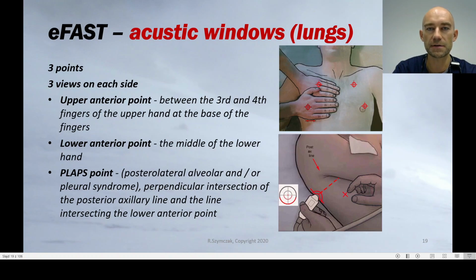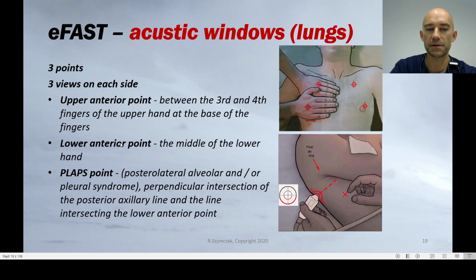So put the ultrasound on the lungs in the places where you usually would put your stethoscope. And actually the examination is quite similar, because we are searching for some kind of symmetry between both sides of the lungs. So we've got 3 points. The upper anterior point, which is between the third and fourth fingers of the upper hand at the base of the finger. So it's around the mid-clavicular line, in the second intercostal space.